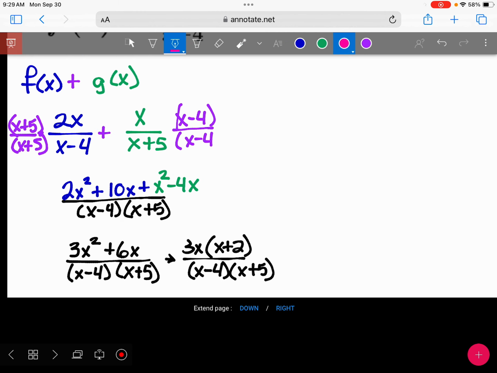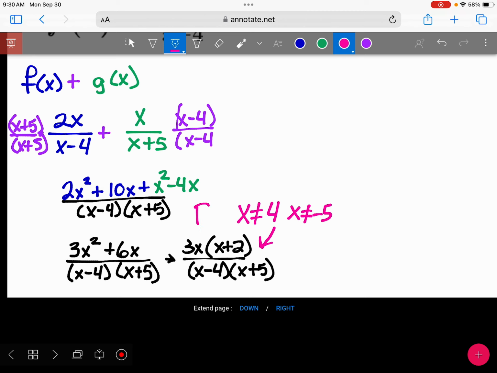So what is our domain going to be for this guy? X cannot be 4. X cannot be negative 5. We can see that from here. X can't be 4, x can't be negative 5. And we can see up here, it also is those same values we had in our f of x and our g of x. So they happen to match up, but if we have an excluded value up here that is not included in our new function, it still counts in our domain. We'll see what that looks like, I promise.